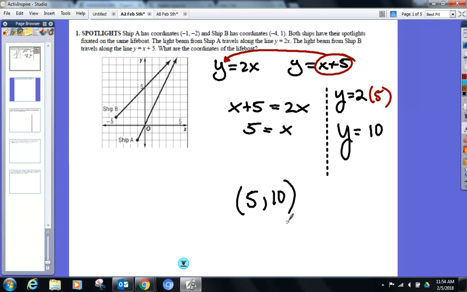Questions or comments on that? Just find where they intersect there by using substitution. Questions? All right.